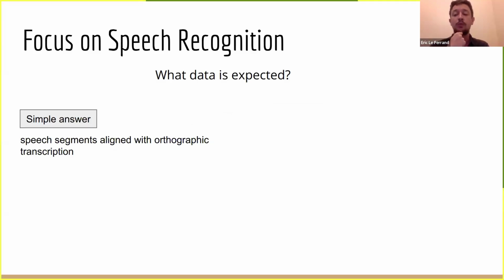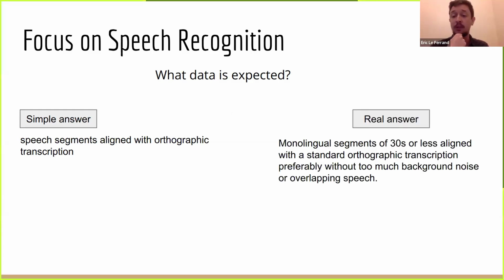The first question that we want to ask is: what kind of data is expected from a speech recognition system? The simple answer is speech segments along with orthographic transcription. But the real answer is monolingual segments of 30 seconds or less, with a standard orthography and preferably not too much background noise or overlapping speech.